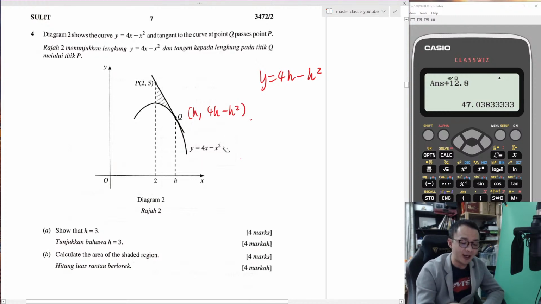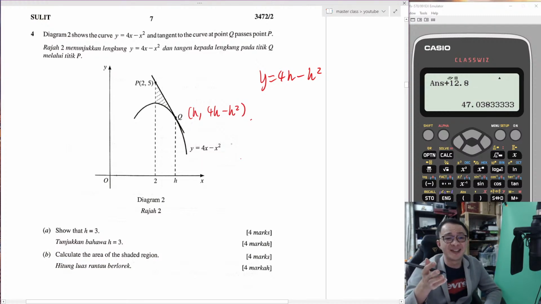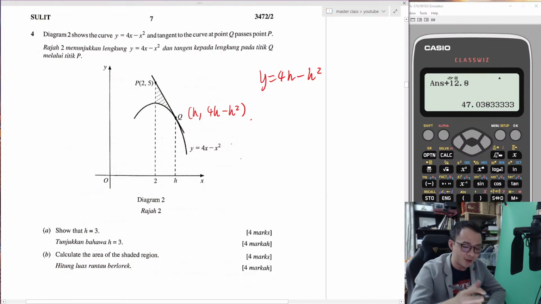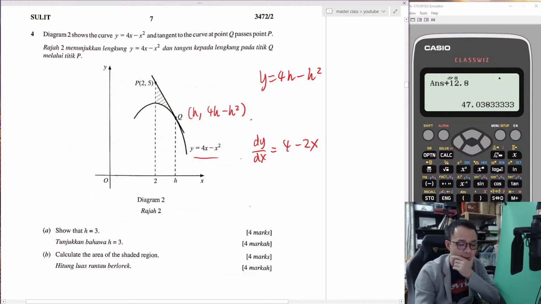Okay, then I know at the point Q, both of them will have the same gradient. So what we want to do right now is I will do the dy/dx. I differentiate the curve and I will get 4 minus 2x. Okay, so if I get the 4 minus 2x, what I want to do next is I can substitute the h into it. Therefore, it is 4 minus 2h. This one will be the gradient of the tangent.